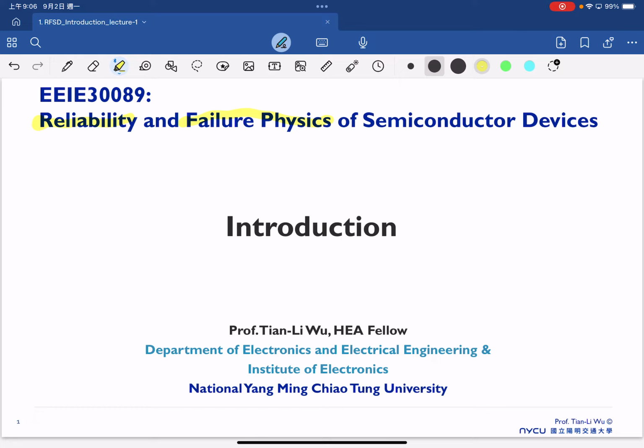Reliability is one of the key issues for all kinds of semiconductor devices. Probably in this classroom, you are working in many different domains in the semiconductor field, in logic, in power, in RF, and so on, even in the back end. But all these semiconductor technologies require a very strict reliability spec.